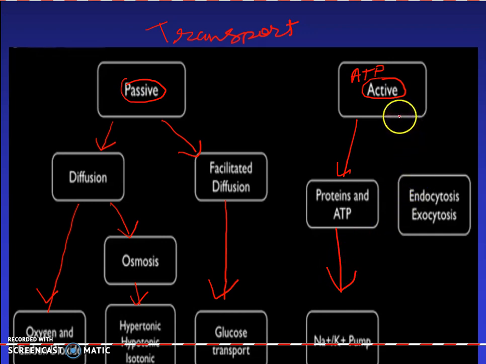The cell also requires large molecules to move across the membrane. When moving large molecules or big particles, including organisms, across the cell, those processes are endocytosis and exocytosis. So this was the summary of the transport.